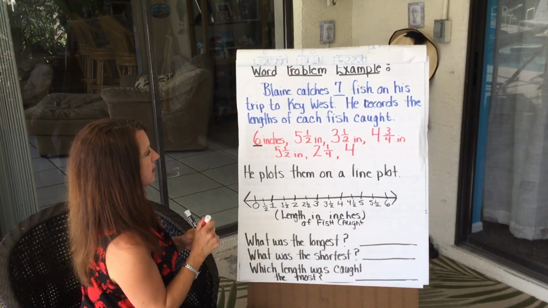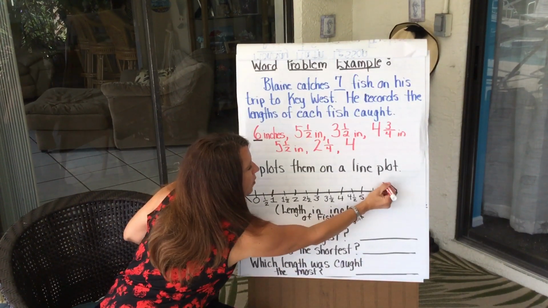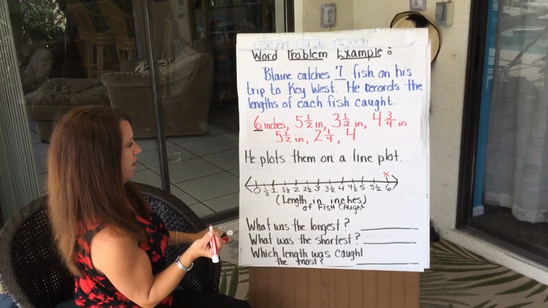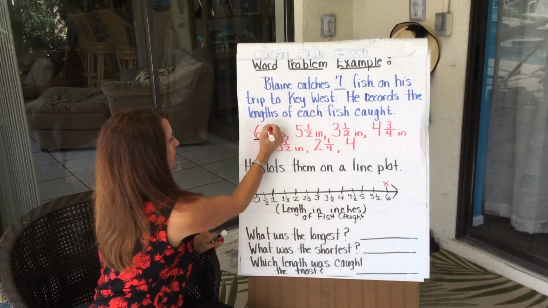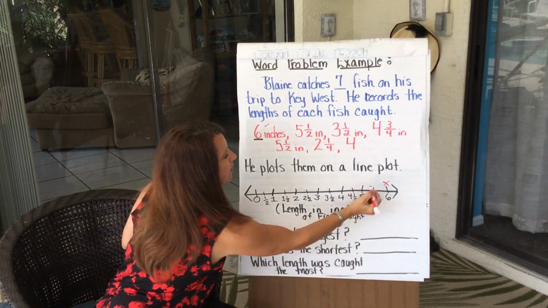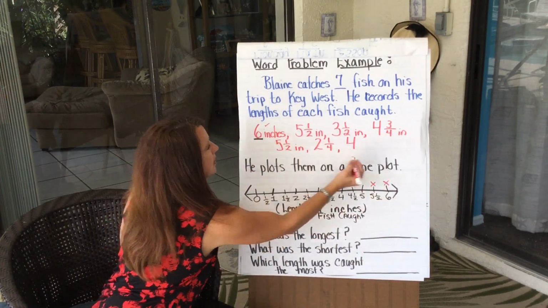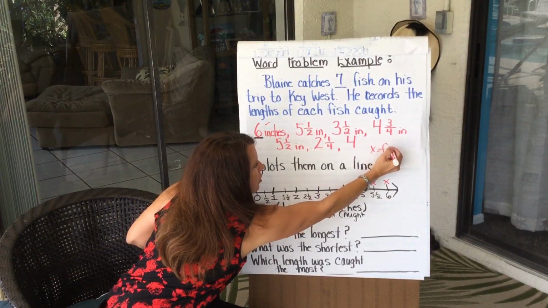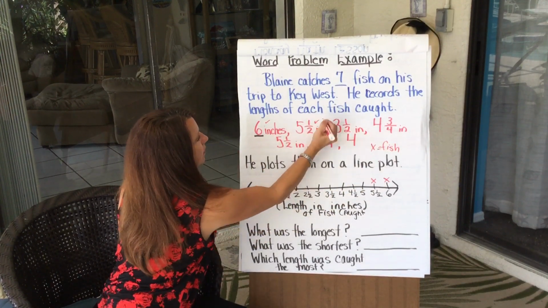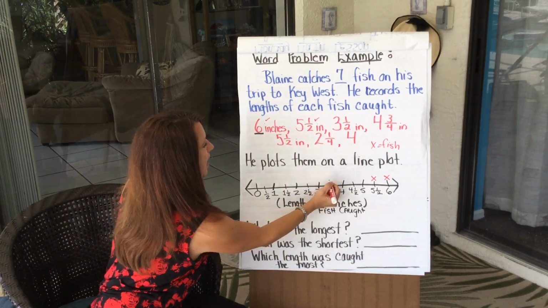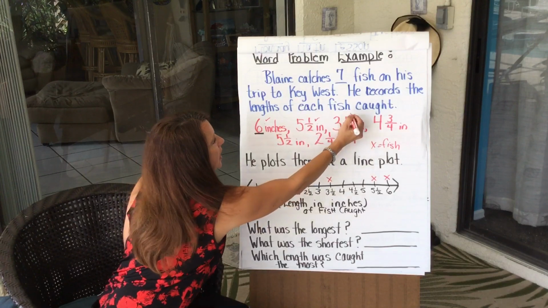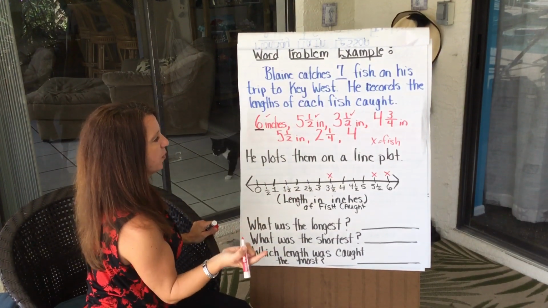So our first X is going to go in 6 inches. So we have 1, okay, for 6. And then we have 5 1/2. So we're going to put 1X. Remember, X equals the fish. And we have one at 3 1/2. Put a check there. 4 3/4.